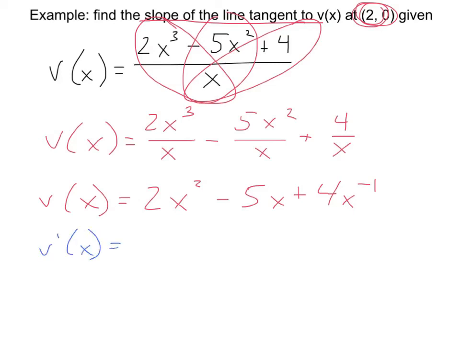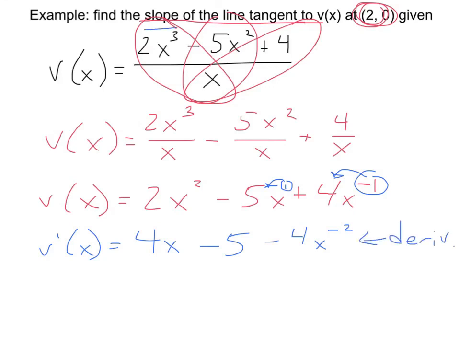When I bring down that 2, I'll get 2 times 2, so that's 4x. When I bring down the 1 that's here, 1 times 5 will just give me 5. The power of x will turn into 0, so I'll have 5. And then for this one, when I bring down this negative 1, I'm going to get negative 4x, and it'll be x to the negative 2. So this thing is my derivative.